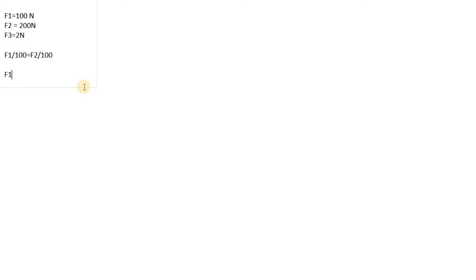So suppose there is an equation governing the balance of these forces, which is F1 equal to F2 plus F3. This equation represents some balance of forces. Now let us suppose we are scaling down all the terms of this equation, dividing by, let us say, 100. Then F1 is nothing but 1, F2 is nothing but 2, and F3 is 0.02.